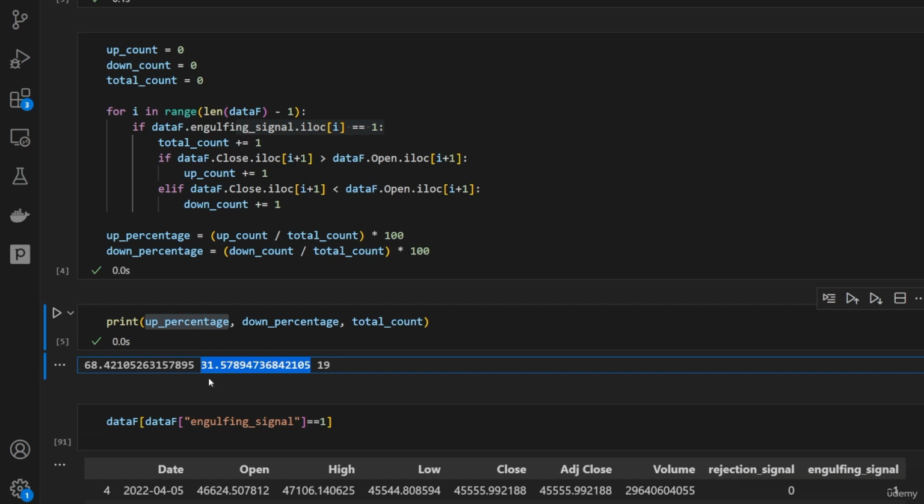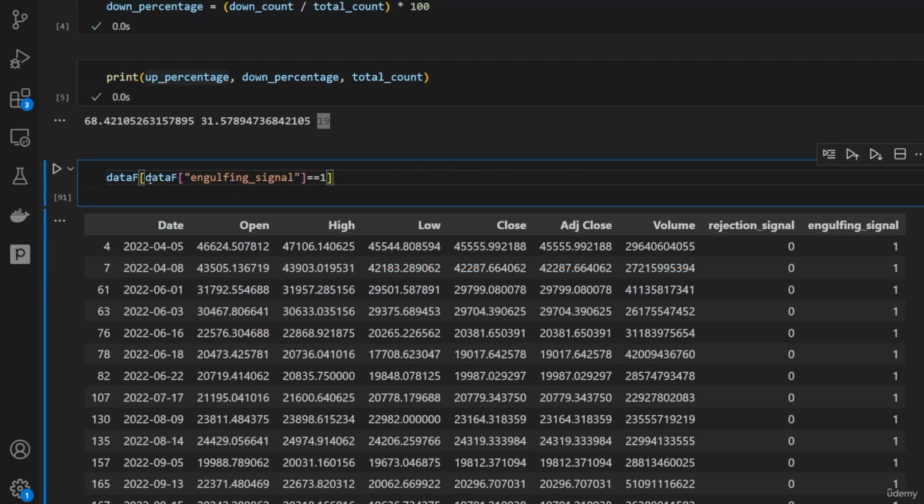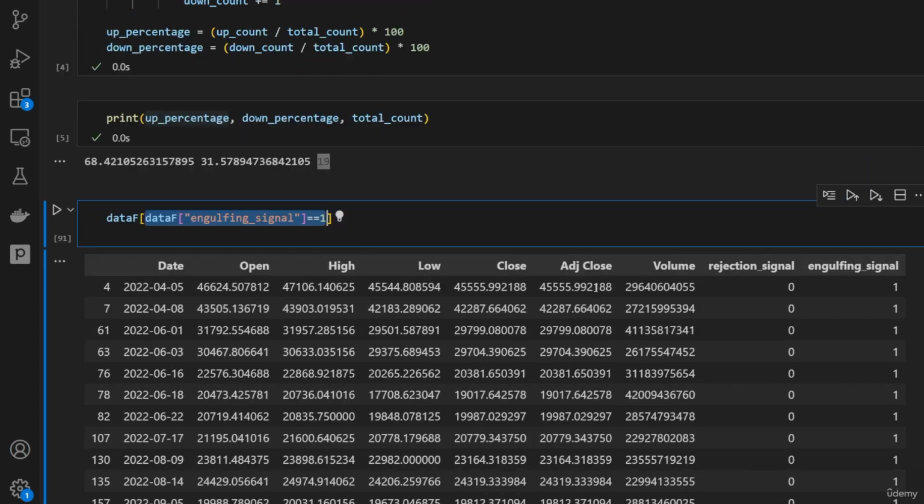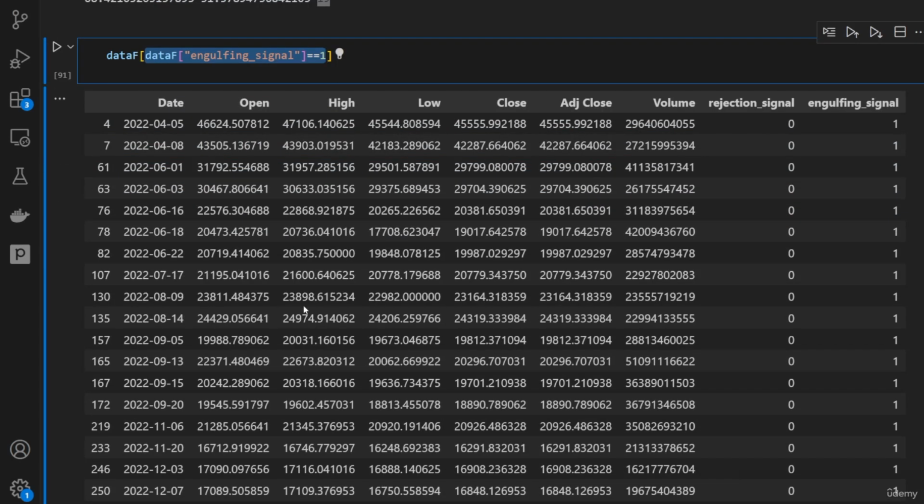So this is not really nice for trading. I wouldn't trade using only this candle. And in total, we had 19 signals on a data set that we have downloaded. We can print these rows to get the details of these candles on these specific days. So I'm printing the data frame wherever I have an engulfing signal that is equal to 1. So it's a bearish engulfing signal. And these are the signals right here.